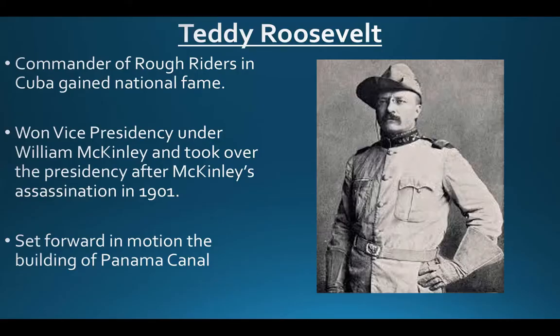So now let's talk a little bit about Teddy Roosevelt, who was a war hero from the Spanish-American War. He had commanded the Rough Riders in Cuba, and this is where he's going to gain national fame. He will be chosen as the vice presidential candidate with William McKinley, and when they win, he becomes the vice president, and William McKinley will be ultimately assassinated in 1901. So when William McKinley is assassinated, Teddy Roosevelt will become president, and one of the things that Teddy Roosevelt does that kind of fits into this imperialistic mindset is setting in motion the building of the Panama Canal.